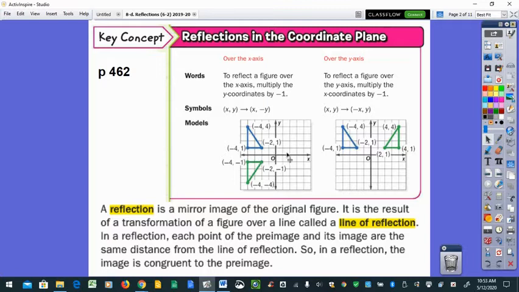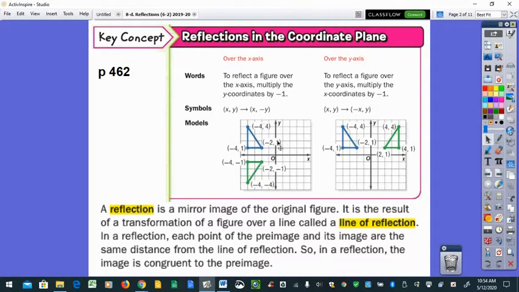So the line of reflection that you'll see highlighted down here, like I said, we're going to use the x-axis as a line of reflection. We're going to flip a shape over the x-axis, and the y-axis will be our line of reflection. We're going to go left to right or right to left across that y-axis.